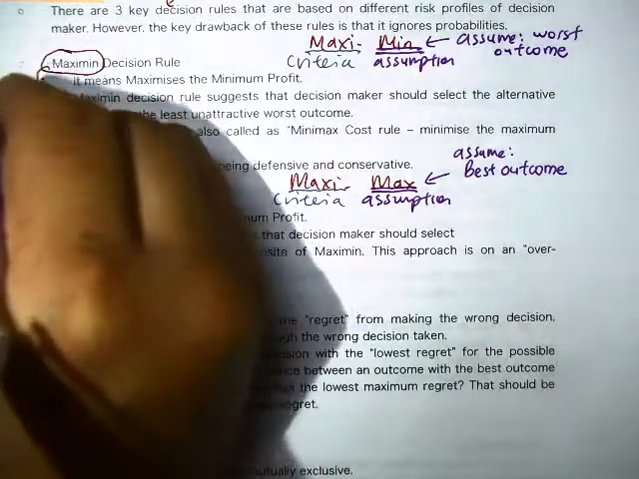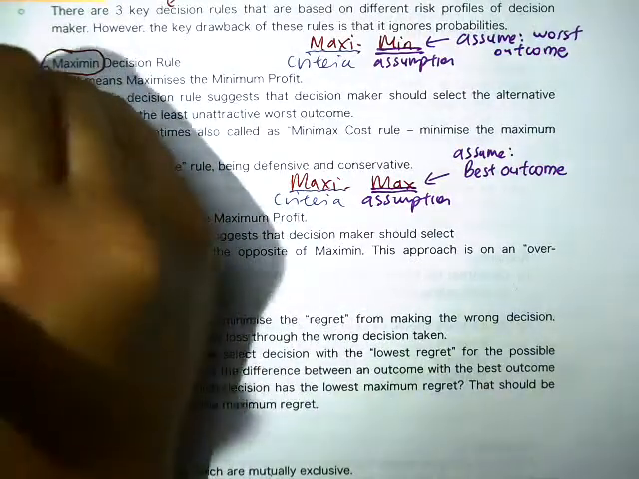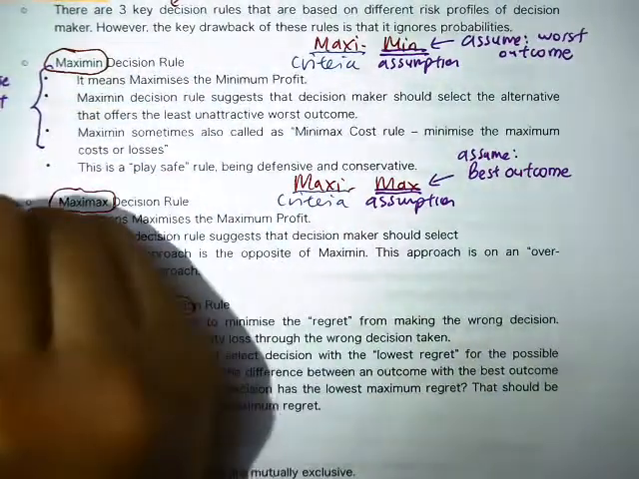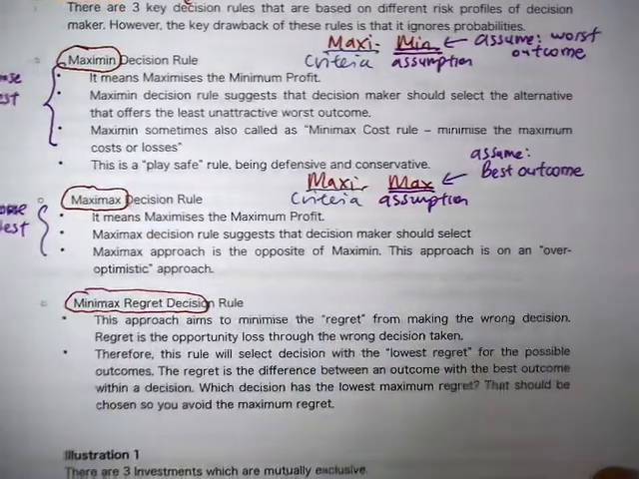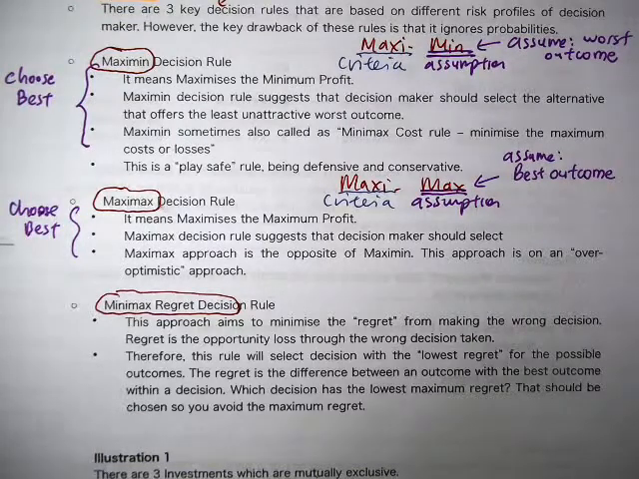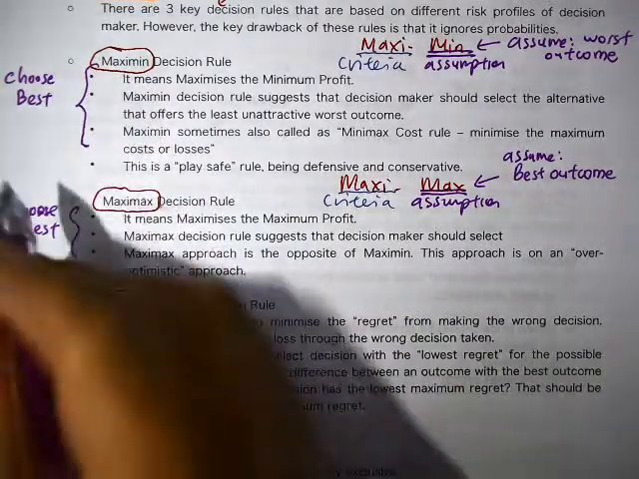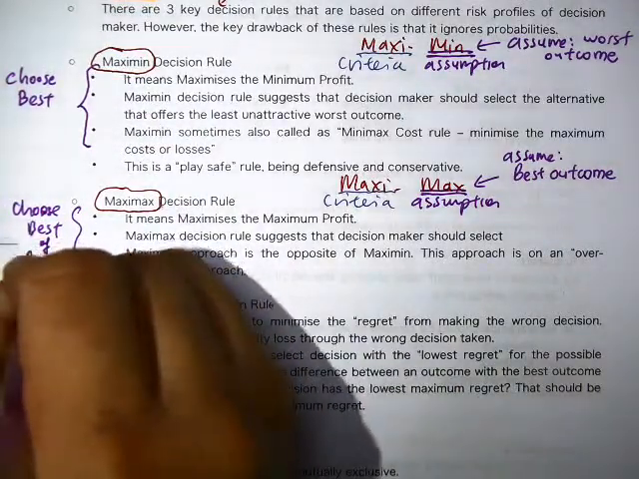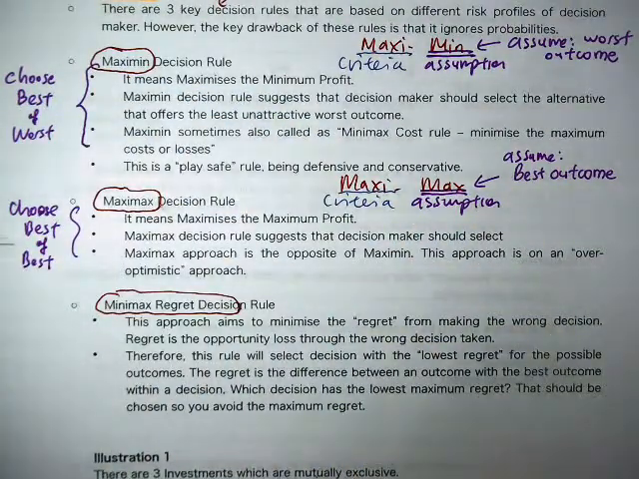Now, so in short, maximin is choose best. Okay. Now you must be choosing the best. No one choose something which is not good. Okay. So you always choose the best. So you choose best. Maximax is best of the best. Maximin is best of the worst.